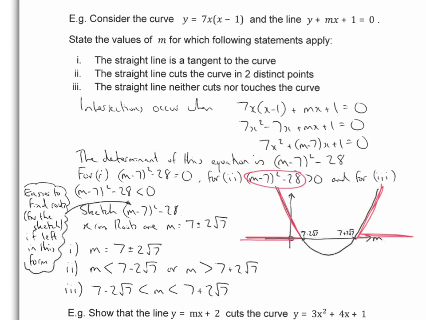Looking at the last bit, when I want the determinant, which I've got a graph of here, to be below the axis, when I want it to be negative, well, it takes a negative value for this range of m values. So I have case 3, when m is between 7 minus 2 root 7 and 7 plus 2 root 7. Those are the three cases there, and it all depends on the determinant.